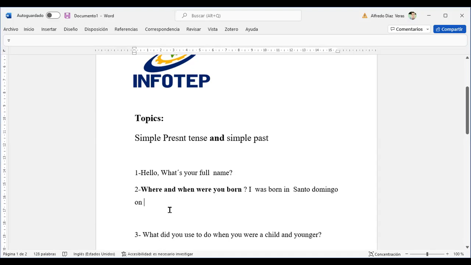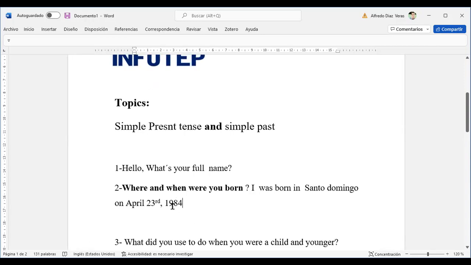If you want to say the months, you need to use that preposition. For example, let's suppose you were born on April 23rd, 1984. So here: I was born on April 23rd, 1984. You have to divide the year in two parts. Never say 1984 as one number.